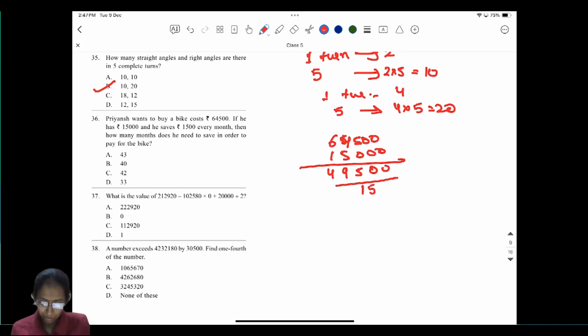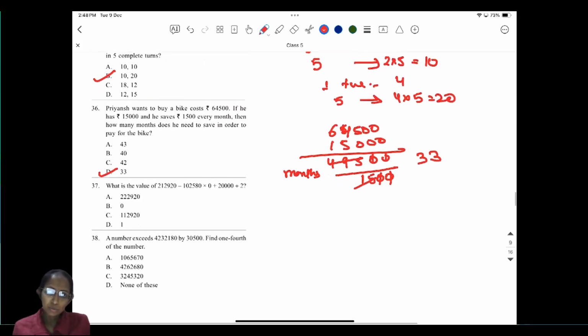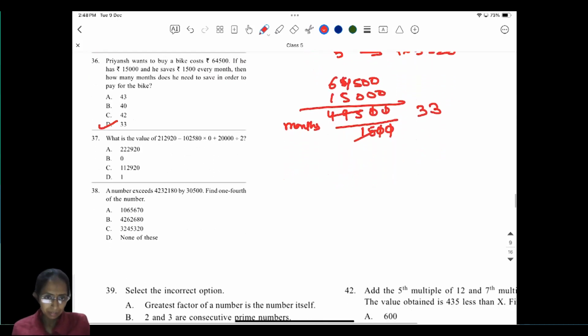So the number of months will be 49,500 divided by 1,500. That is equal to the number of months. So we can cancel out the zeros. Now by 15, we can cancel 15, 3 times 45. And again 3 times 45. So he needs to save the money for 33 more months to order his bike.